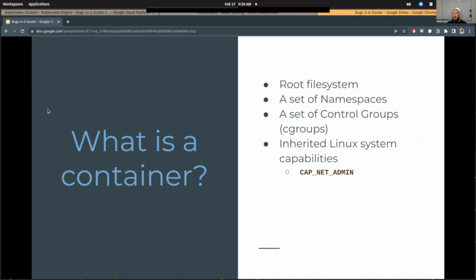So a few examples: CAP_NET_ADMIN. This capability allows you to make networking changes, like set different routes and things like that. So it's pretty powerful.